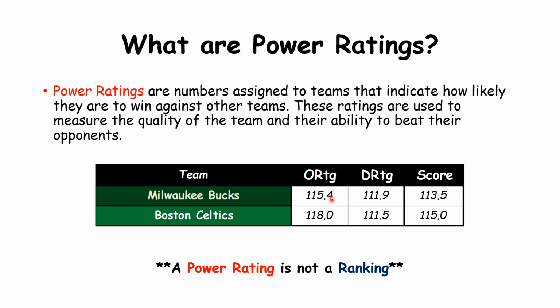So you would take Milwaukee's offensive rating, you would take Boston's defensive rating, and you would basically split the difference, and that would bring you to that 113.5 for Milwaukee. You would do the same thing for Boston, taking their offensive rating and Milwaukee's defensive rating, and you would split the difference, which comes to about 115 even. So your final score would potentially be Boston Celtics 115 and Milwaukee Bucks 113, or you can even call it 114.